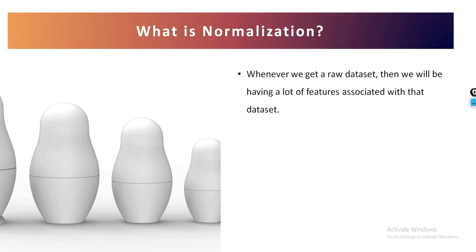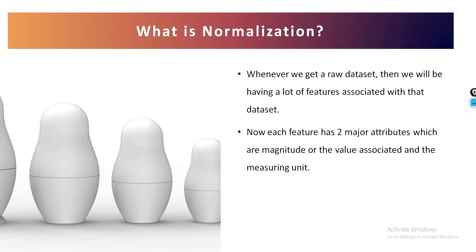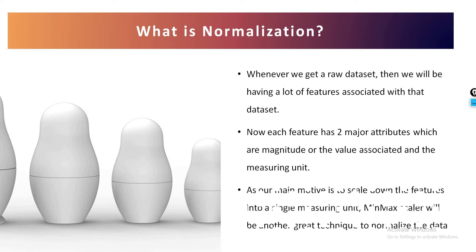Whenever we get a raw data set, it will have a lot of features associated with it, right? And each and every feature will have a different unit of measure. There are two distinct things about the features: one is the value associated with that data, and the other is the measuring unit of that particular data.